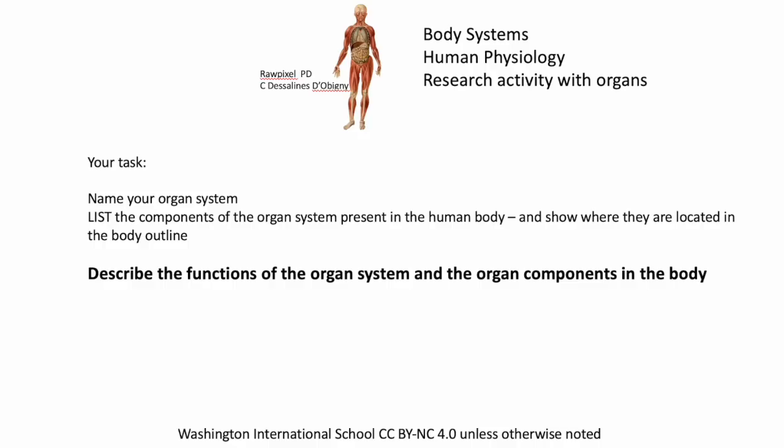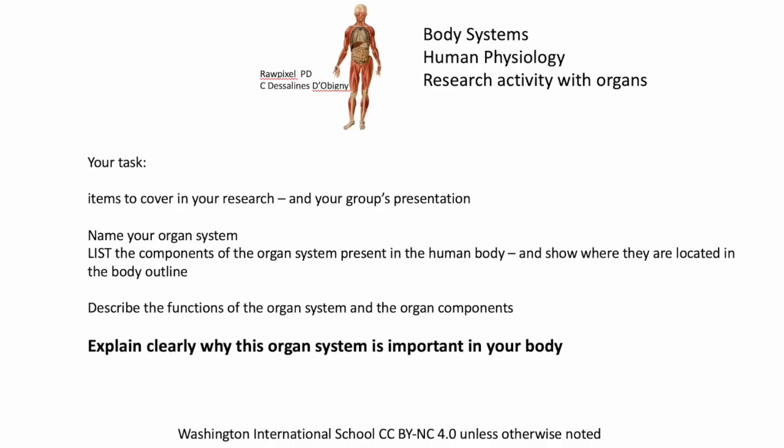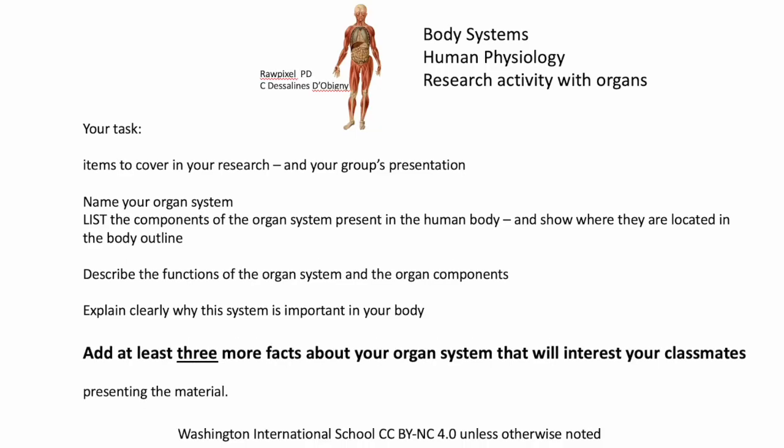And the functions of the organ system you're researching and the different organ components that make it up. And also explain clearly why this organ system is important in your body and what would happen if part of it, and which part, fails. And then add at least 3 more facts about your organ system that will interest your classmates. And so whilst you're doing your research, look for those at the same time.